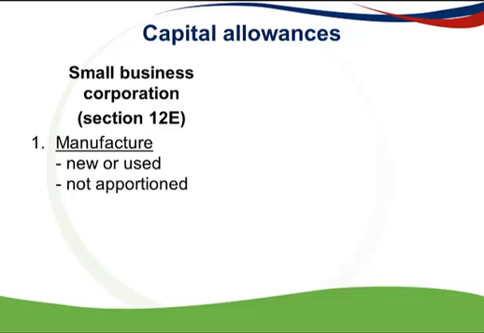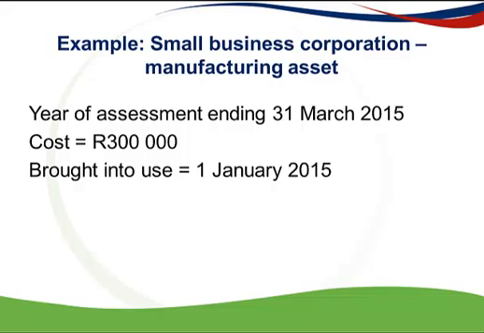These assets can be new or used, and the allowance is not apportioned. This means that the taxpayer claims the full allowance although the asset was used for only part of the year. The percentage applicable to this capital allowance is 100%, and it is claimed in the year that the asset is brought into use. So the full cost of manufacturing plant and machinery of a small business corporation is claimed in the first year. Let's look at an example.